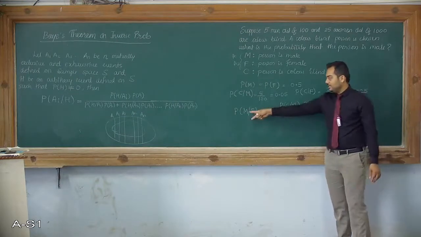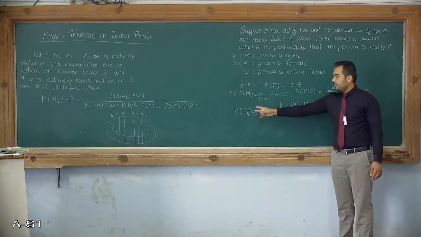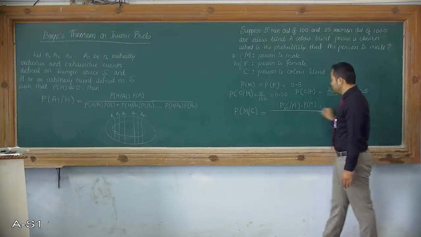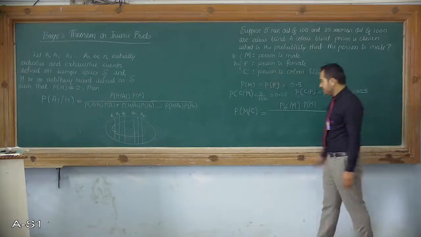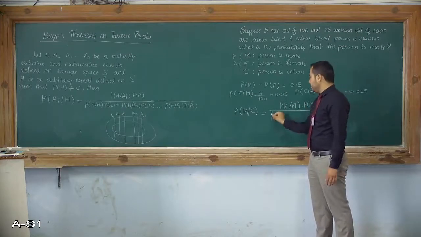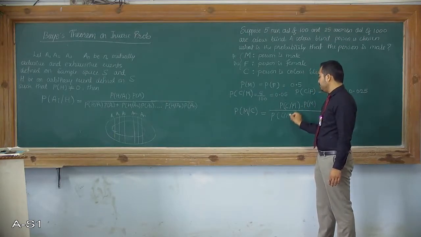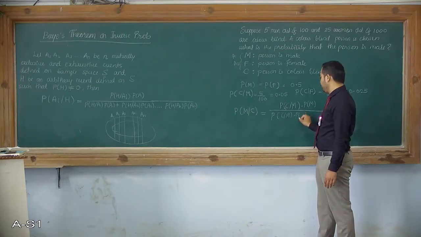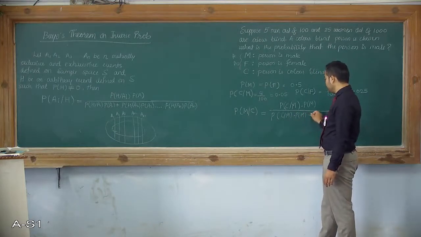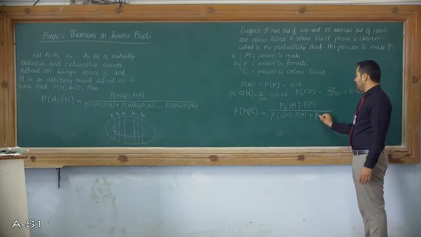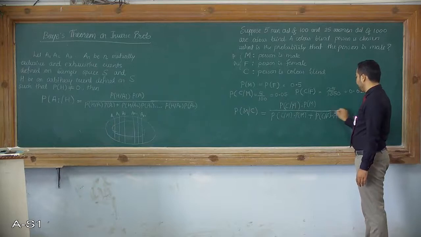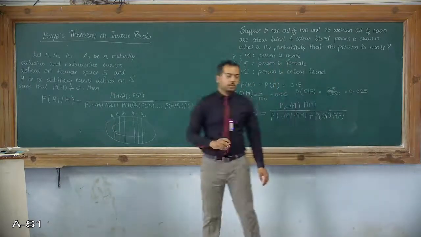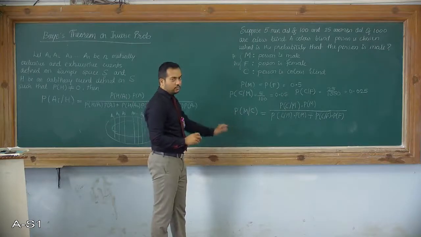But here, as it is M given C, we need to substitute the opposite into the numerator. In the denominator we will have only two terms because we have A1, A2, that is M and F. So the same term we copy here: probability of C given the person is male into probability of being male, plus probability of colorblind given female into probability of the person being female. This is how we will substitute.